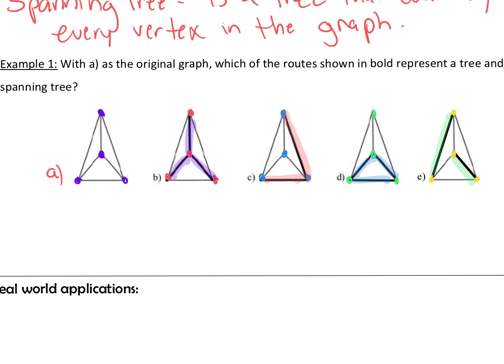Letter B. You guys see those bolden edges? You see that they connect all the red vertices? Look, the purple right here. See how they connect all the vertices in the graph. Guys, this is a spanning tree. There's no circuits there. It contains or touches every vertex in the graph. Okay?